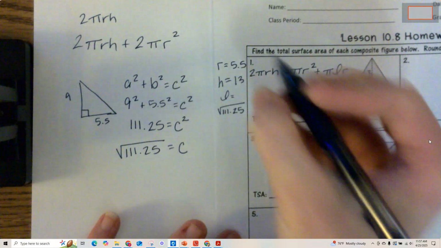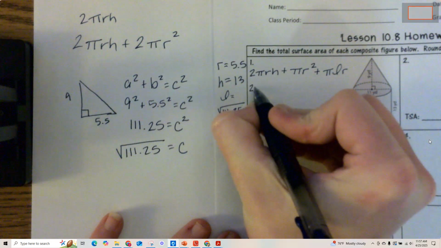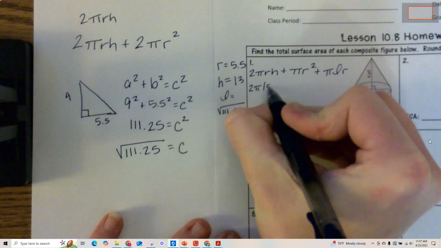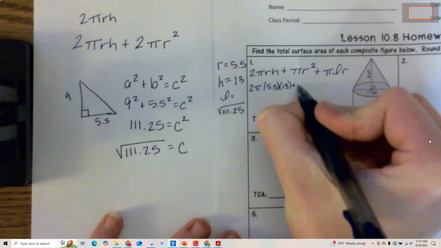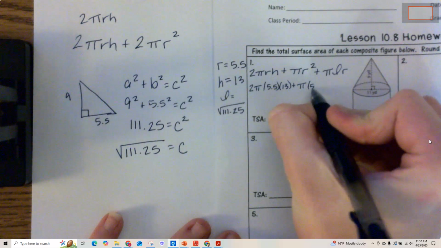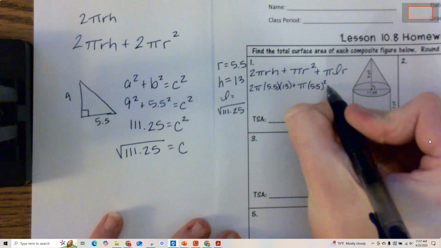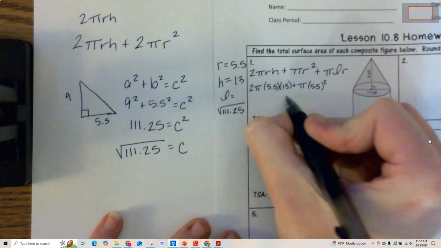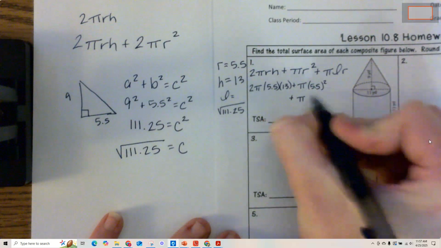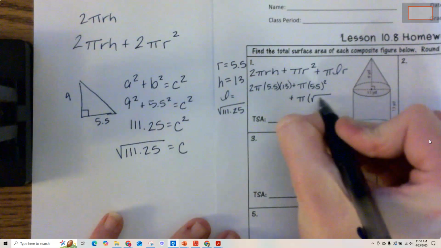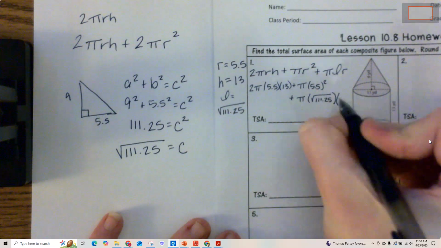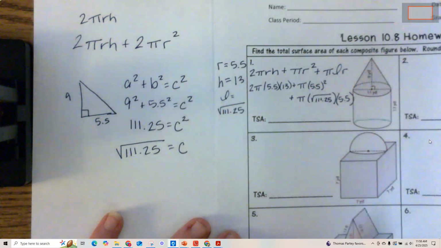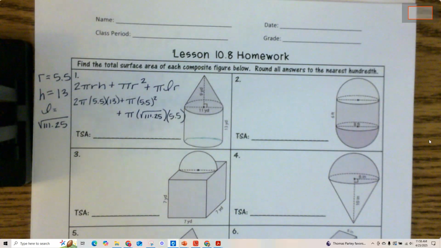All right, fill in everything now. 2 pi, radius is 5.5, height is 13, plus pi radius squared. And I'm going to run out of room, so I'm just going to keep writing down here. Plus pi slant height, and then radius again. Still didn't have quite enough room. And I'm going to type it all in one go.